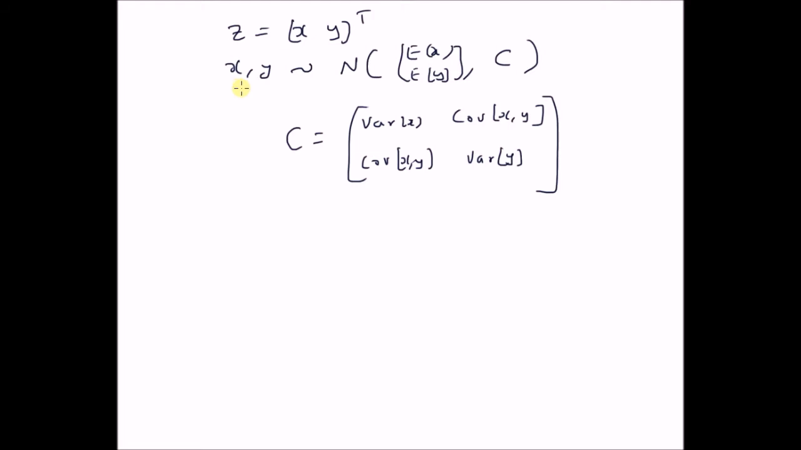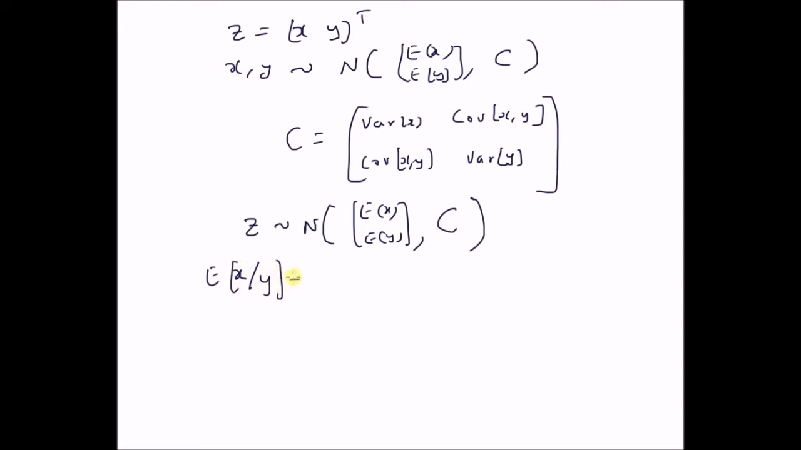That means, in other words, the vector z follows a Gaussian distribution with the mean vector equal to E of x and E of y, and the covariance matrix equal to C. So, given this information, we want to derive the conditional expectation of x given y.